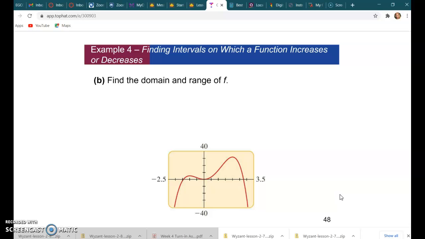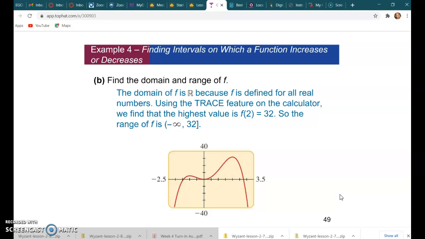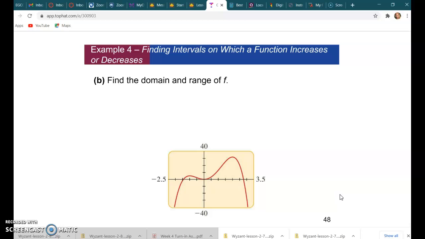Well, we know that in reality, this graph is going to keep going forever further to the left and forever further to the right. So the domain is going to be all real numbers. But the range is about the height of the graph. Those tails are going to continue to point downward to negative infinity. But the highest point on this graph is right here at this bump.